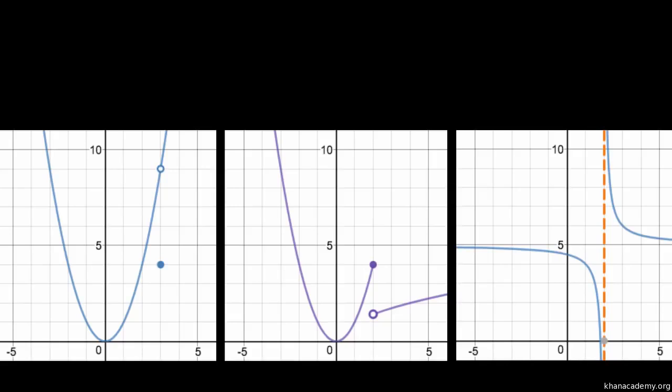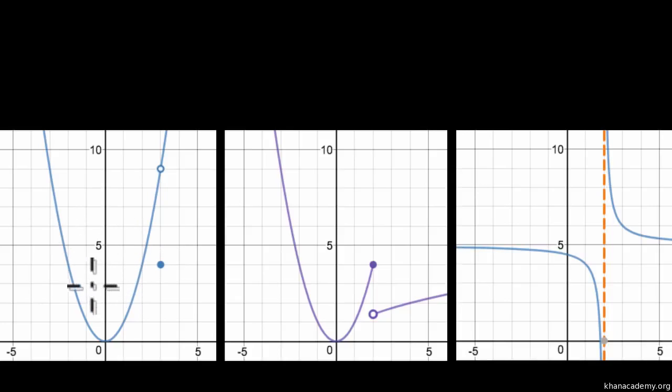What we're going to do in this video is talk about the various types of discontinuities that you've probably seen when you took algebra or pre-calculus, but then relate it to our understanding of both two-sided limits and one-sided limits. So let's first review the classification of discontinuities.